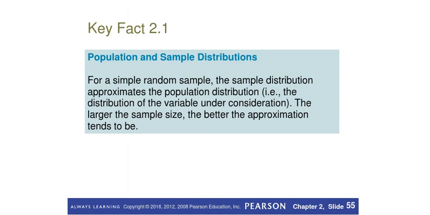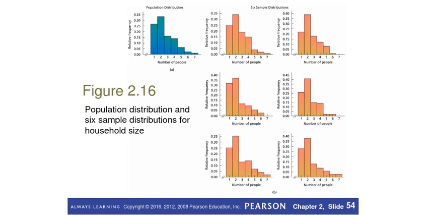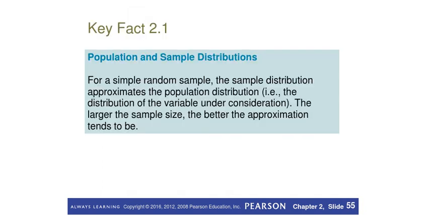Population, sample, random samples, right? For a simple random sample, the sample distribution approximates the population distribution, as we saw in our last slide. Each of these sample distributions looked a bit like the population. And the larger the sample size, the better the approximation tends to be. Well, that would seem to make sense. That's almost common sense and doesn't have to be stated, right?